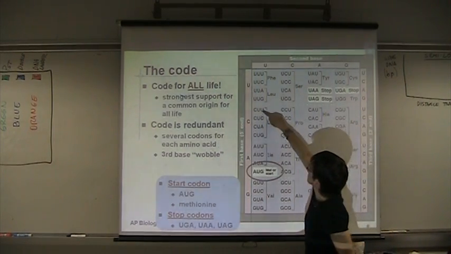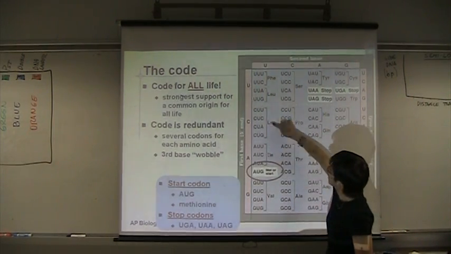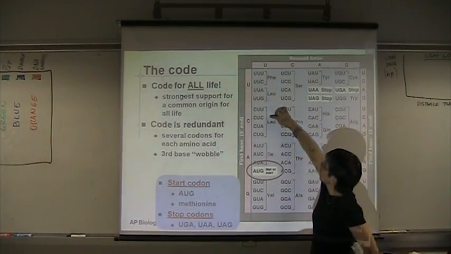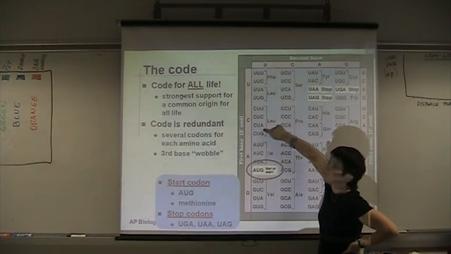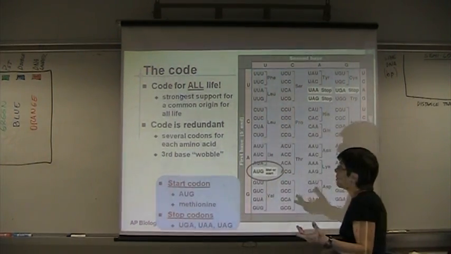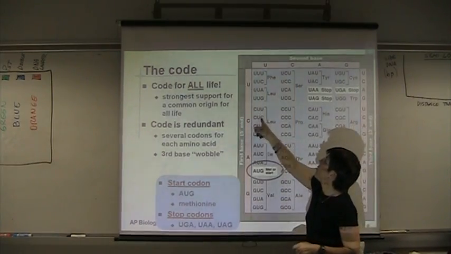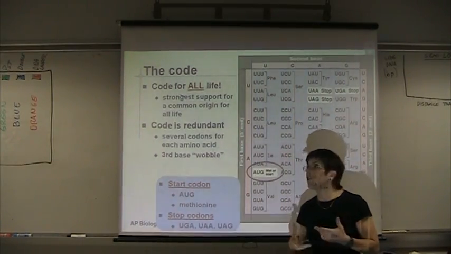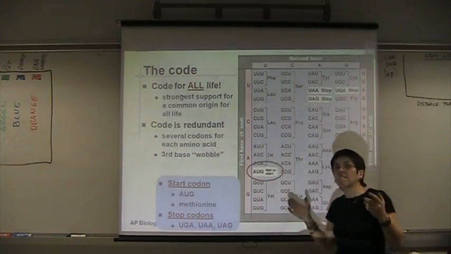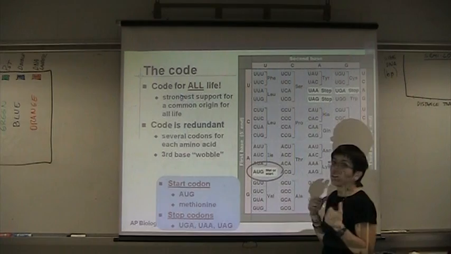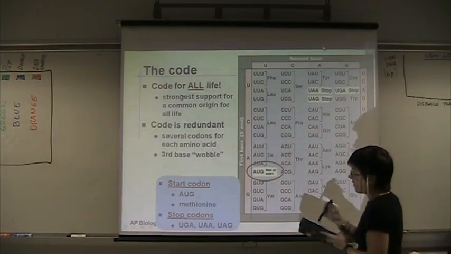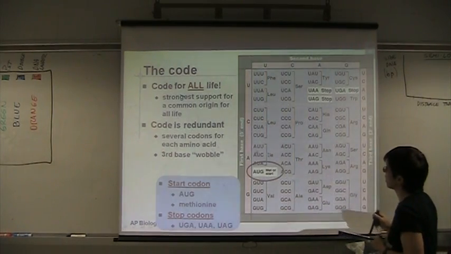Important concept here: if you look at many of these, the third letter, notice that sometimes it doesn't matter what the third letter is. It codes for the same amino acid. That's pretty interesting because any mutation that happens in the third letter of the codon doesn't matter. It's a silent mutation because you still code for exactly the same amino acid. That's the redundancy of the process.